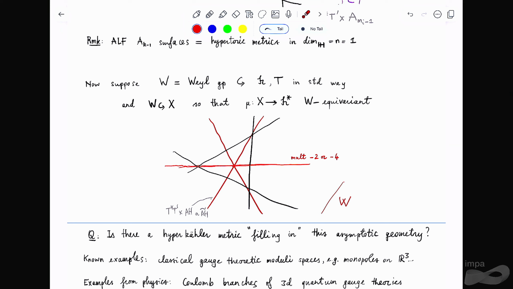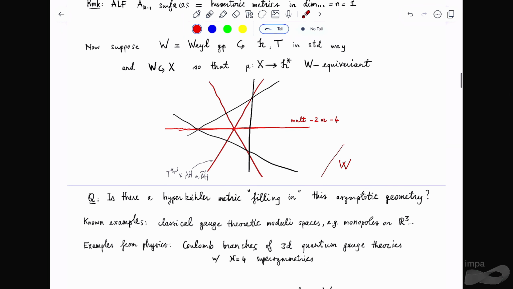And I guess the question that we had was, does there exist hyperkähler metrics, smooth or mildly singular, that fill in this cartoon picture? And, well, there are actually interesting examples of metrics that do this.